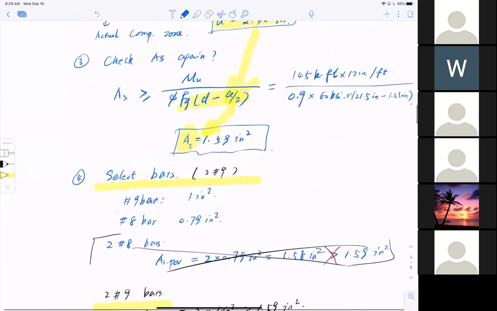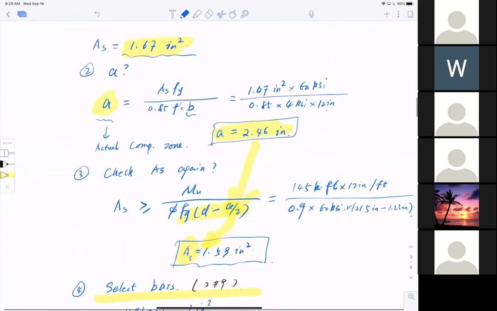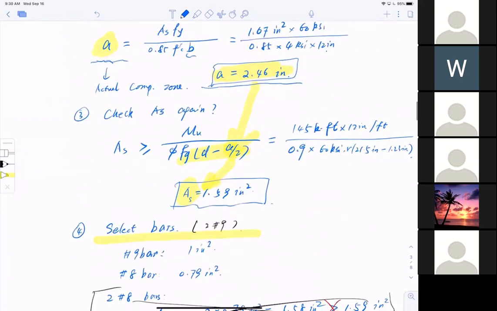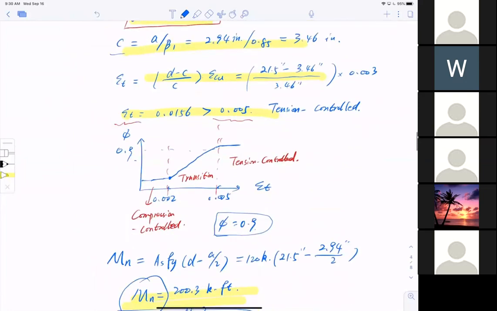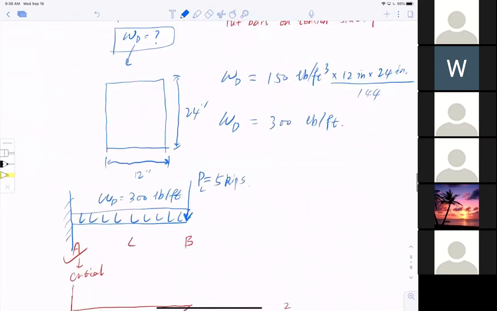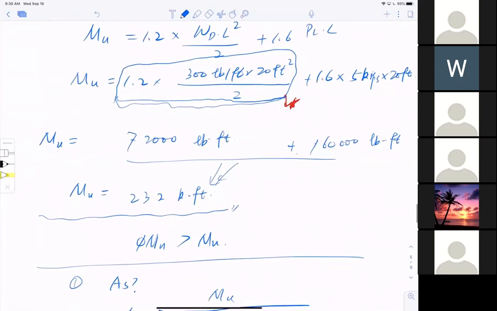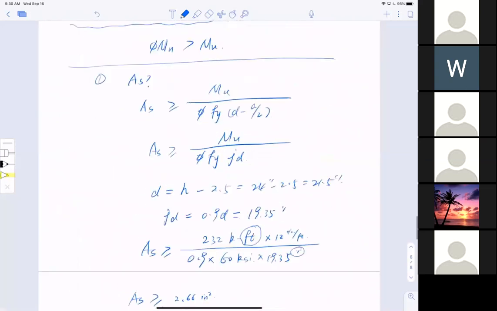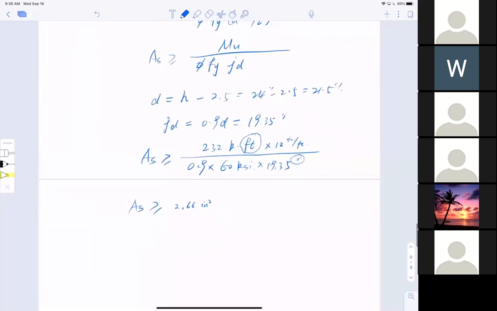Right, so once we have the steel area, I need to check my compressive zone A, okay? And then get my C and finish the process. So I'm going to leave it like this, because you'll see this in the homework as well. This will give you a head start on Thursday's homework.